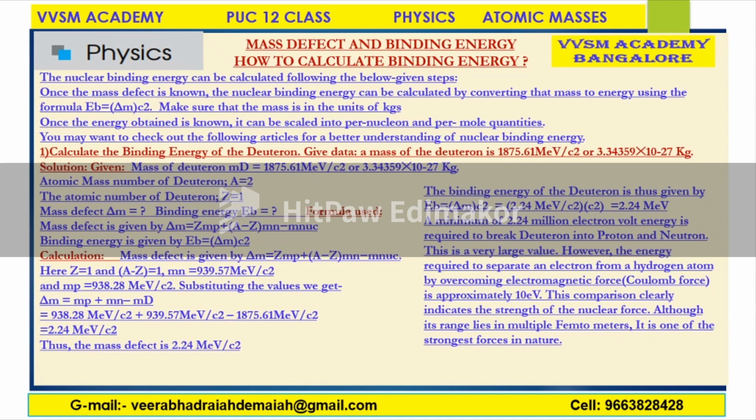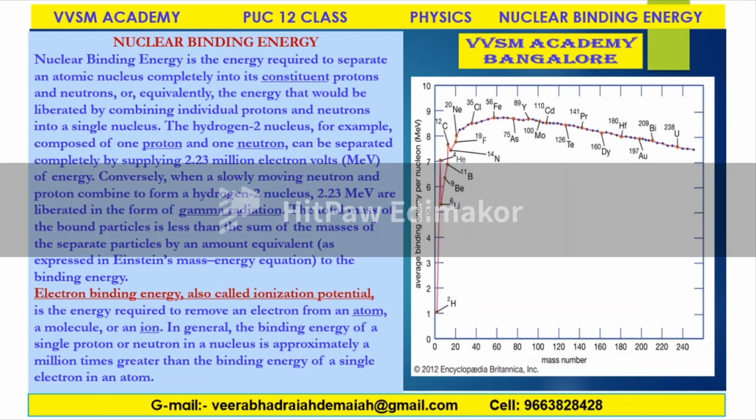This is a very large value. However, the energy required to separate an electron from a hydrogen atom by overcoming the electromagnetic force, that is, the Coulomb force, is approximately 10 electron volts. This comparison clearly indicates the strength of the nuclear force, although its range lies in the order of femtometers. It is one of the strongest forces in nature.